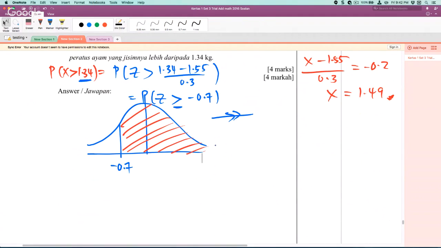Okay, this is the meaning of bigger. If it is less than, that means you shade in the opposite direction. Okay, this is the logic. Now you want to find this shaded region. This shaded region is already more than 0.5. You cannot find it straight away from your table, because your table's maximum value is 0.5.